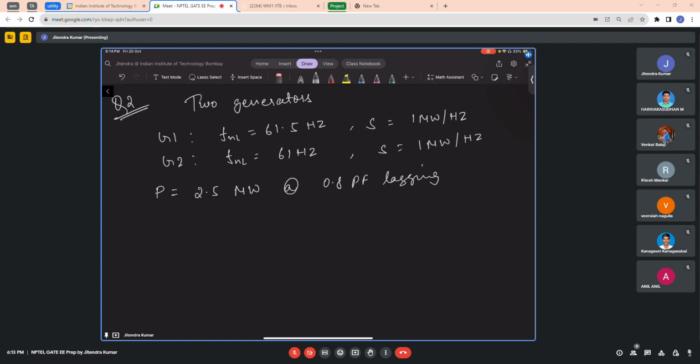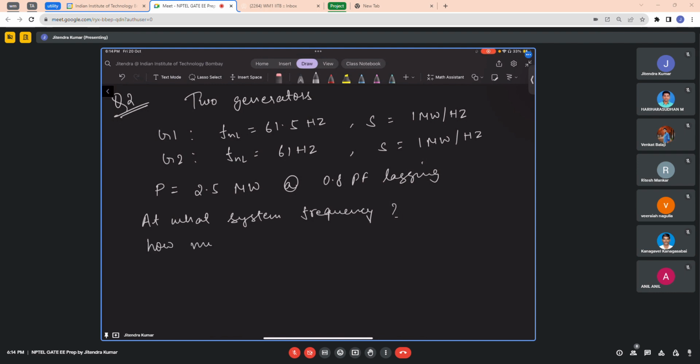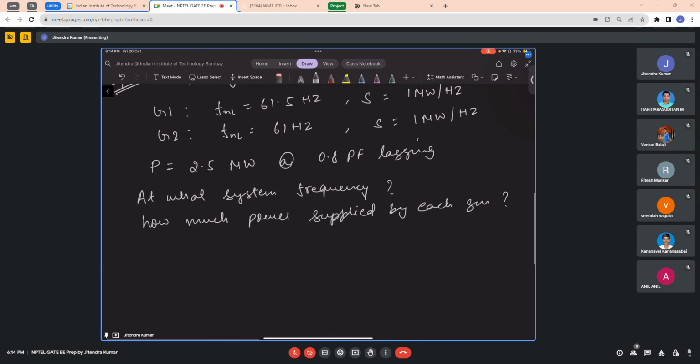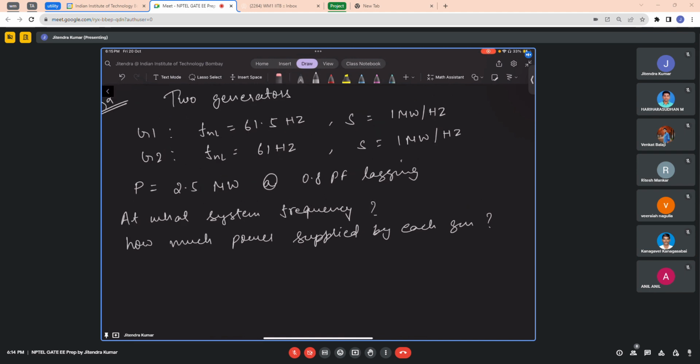Now, the question in front of us is at what frequency the system should operate, and what should be the ratios of power and the contribution from each of the generators to the load. So at what system frequency they should operate, and another is how much power is supplied by each generator. Okay, so I want to have your ideas on how to move ahead on this particular problem.